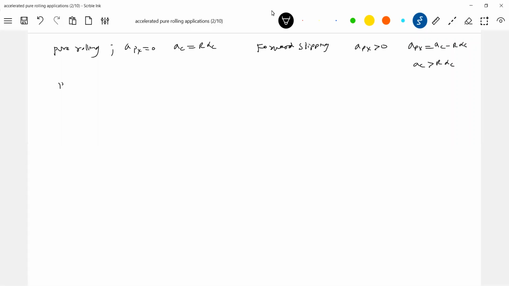What about backward slipping? APx will be less than 0, where APx equals AC minus R alpha C. So definitely what it shows is AC less than R alpha C. Similarly, like we had in velocity pure rolling, here also accelerated pure rolling will come into the picture.